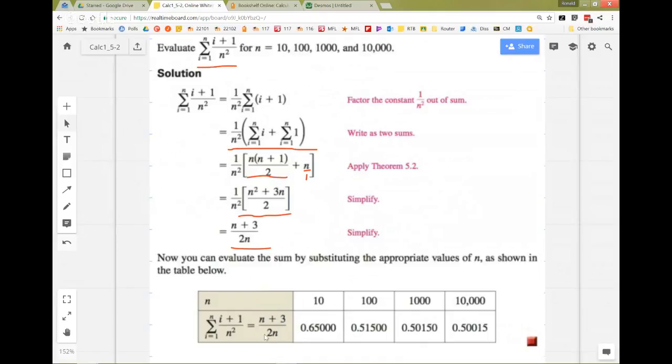Then this is outstanding because look at this. This could be a mess, and all we have to do is do this simple formula: n plus 3 over 2n. Also, do you notice something about where these numbers are headed? As n gets quite a bit bigger, what's happening to our sum? Seems to be getting closer and closer to what? 0.5?